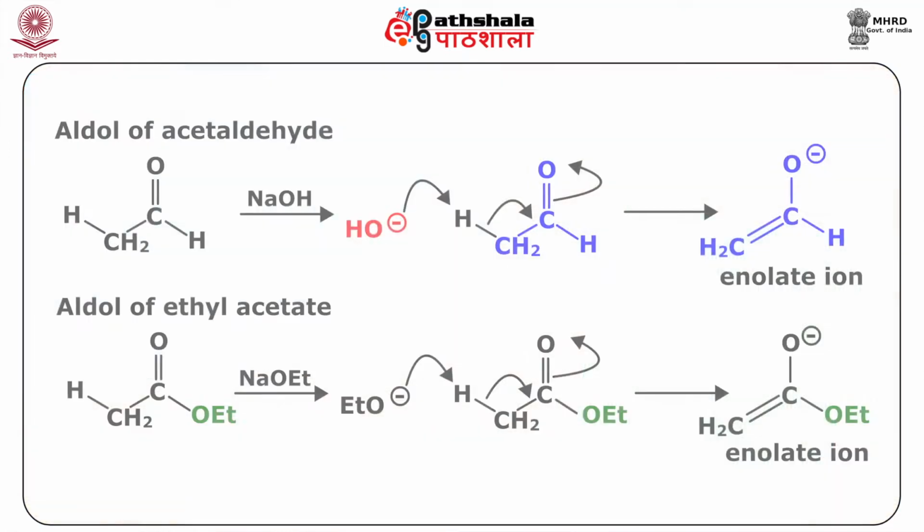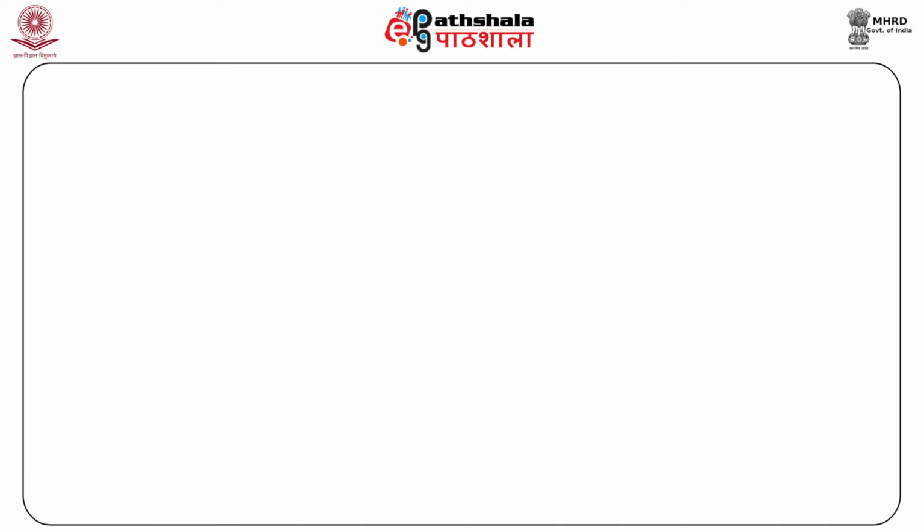So, the first step in both of them, you can see, is the formation of enolate ion via the abstraction of proton forming the alpha carbon ion. From acetaldehyde, as you can see here, the abstraction is done by OH minus as the base, and the difference in case of ethyl acetate is that the ethoxide ion abstracts the alpha hydrogen to generate the corresponding enolate ion.